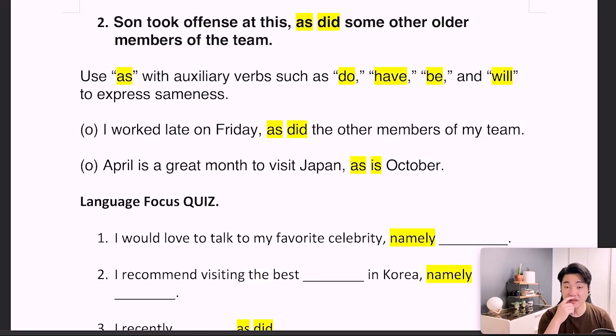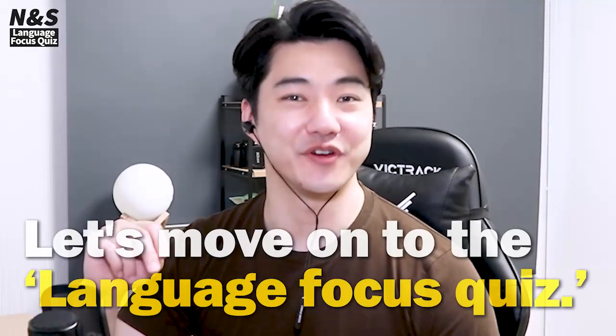April is a great month to visit Japan, as is October. 4월은 10월과 마찬가지로 일본을 방문하기 좋은 시기다. So the two months, April and October, are great months to visit Japan. Alright, now let's move on to the language focus quiz.